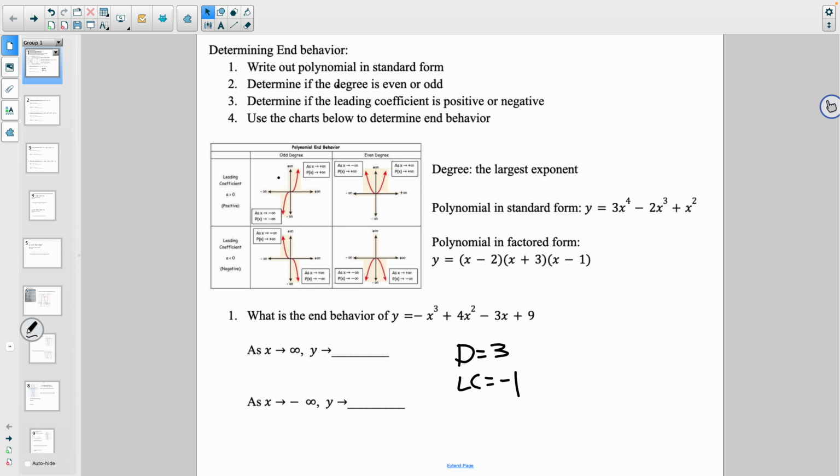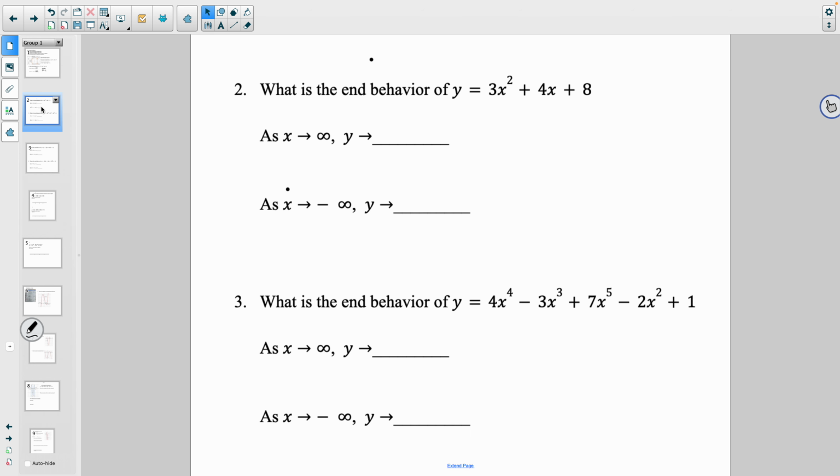So we can look up here, and we see that I have an odd degree and a negative leading coefficient. So as x goes to infinity, y goes to negative infinity. As x goes to negative infinity, y goes to positive infinity. All right, so this one, degree of 2. Leading coefficient is 3. So here it's even. So we know both sides are either going to be going up or going down. Here, since my leading coefficient is positive, both are going to infinity.